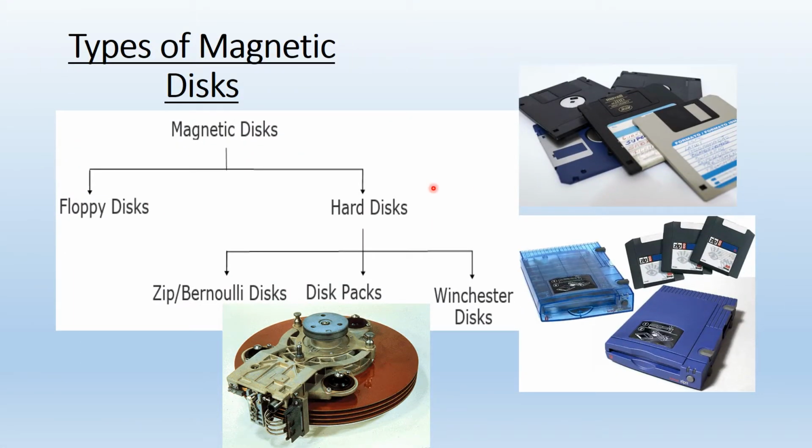So over here we have a breakdown of examples or types of magnetic disk. The main one over here is magnetic disk, and the first one is floppy disk, and our next one is hard disk. And then the zip disk, the disk pack and the Winchester disks. So over here we see the examples. For example, this is a disk pack, we have the zip disk, and the floppy disk. That's why I put some pictures over here so that you can see them.